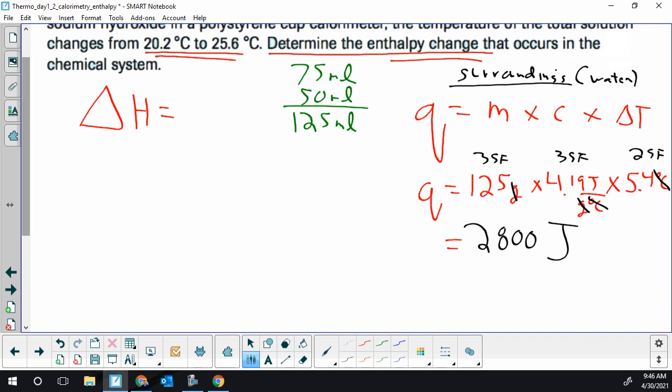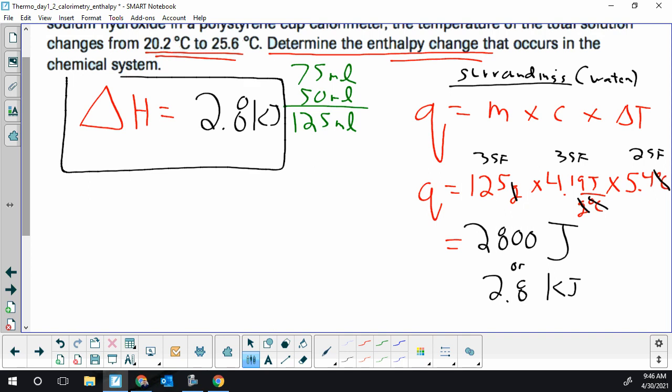Now, you're going to see me do a lot of conversions. We're going to use kilojoules a lot, which is 1,000 joules. So this would be 2.8 kilojoules if I converted that from joules. But we're always going to get joules first. So that is the number part of our answer. The change in enthalpy number is 2.8 kilojoules.